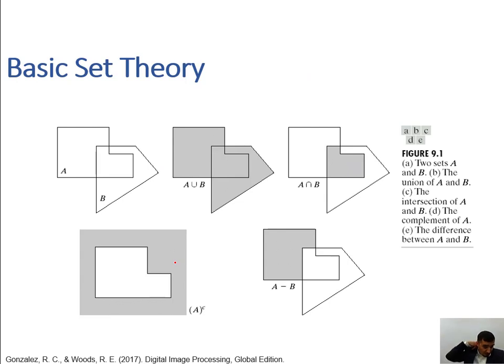Some basic set theory. Here we have the two sets A and B. This gray part is A union B, so it's all of the image. This is A intersection B, the intersection of A and B. This is the complement of A. This is A minus B, so we are going to find it like A minus B.